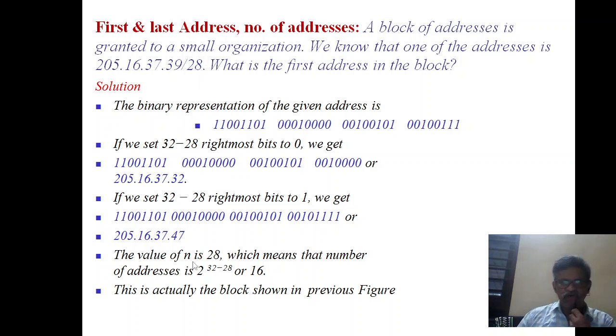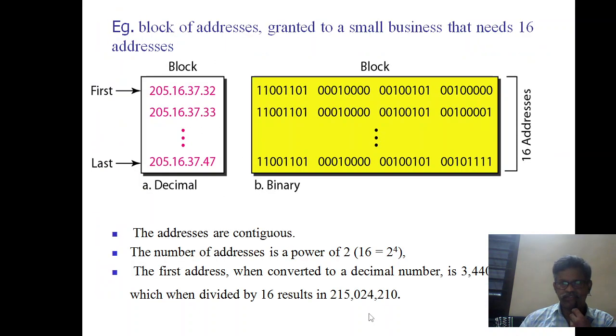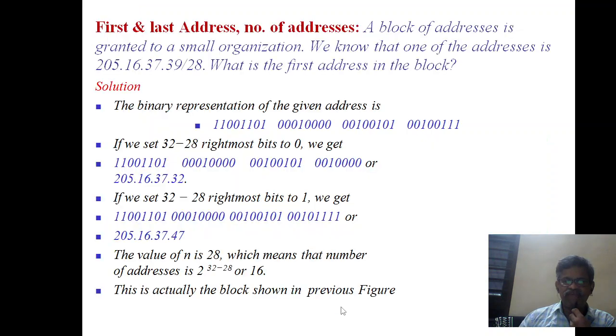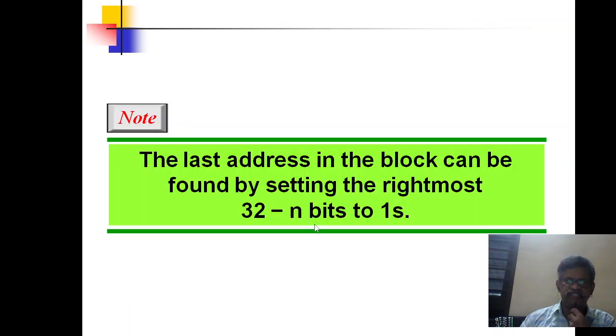And the value of n is 28, which means that the number of addresses is 2 raised to 32 minus 28, or 2 raised to 4, which is 16, the block size shown in the previous figure. So the mask we haven't found out. We can find it by putting 28 ones and the remaining 0s and doing this calculation again. That example we'll see. The last address of the block can be found by setting the rightmost 32 minus n bits to 1.